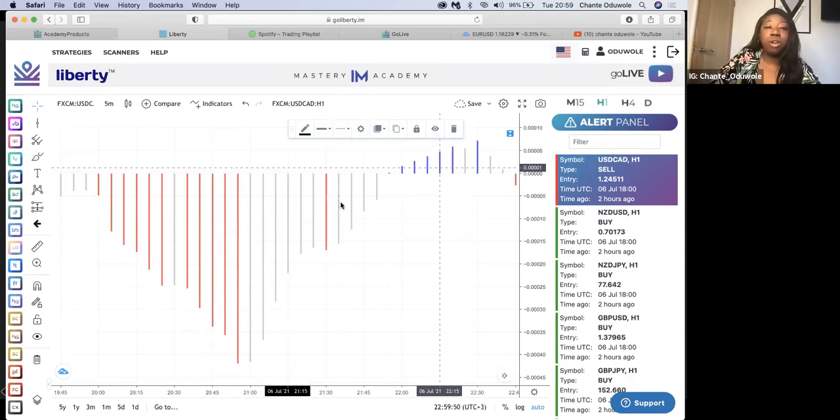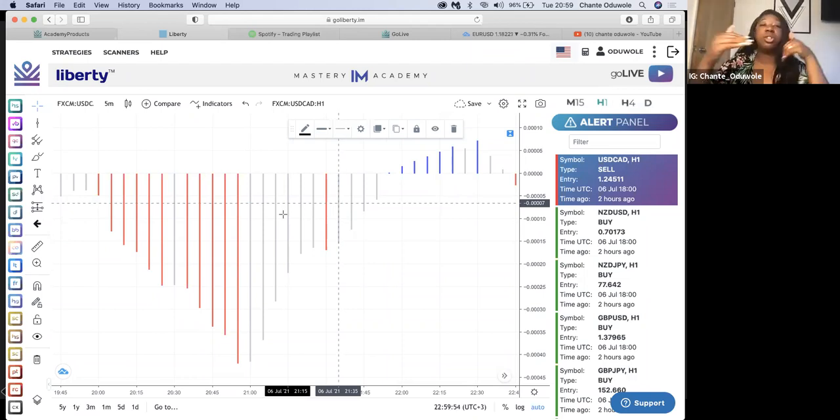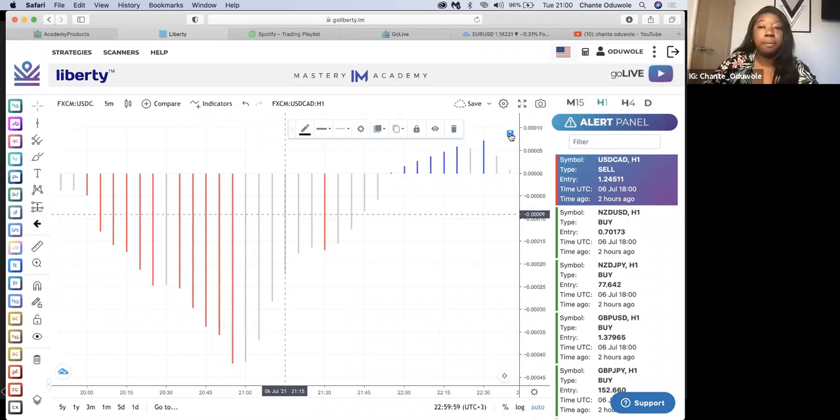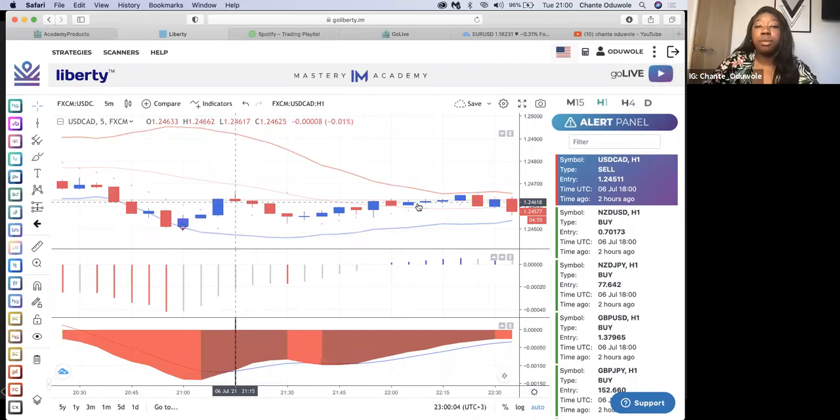When you've got blue lines, you want to buy. And obviously where you've got these gray lines, all that generally means is that the market hasn't decided which way it's going. There's no clear direction to where price is moving. And then obviously you have your candlesticks underneath here as well.